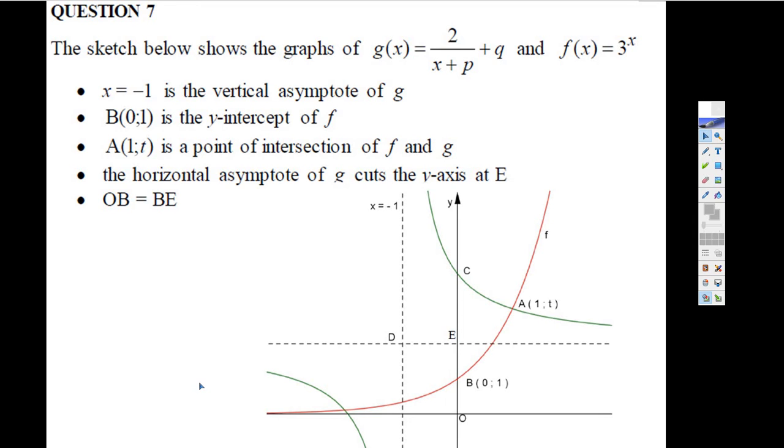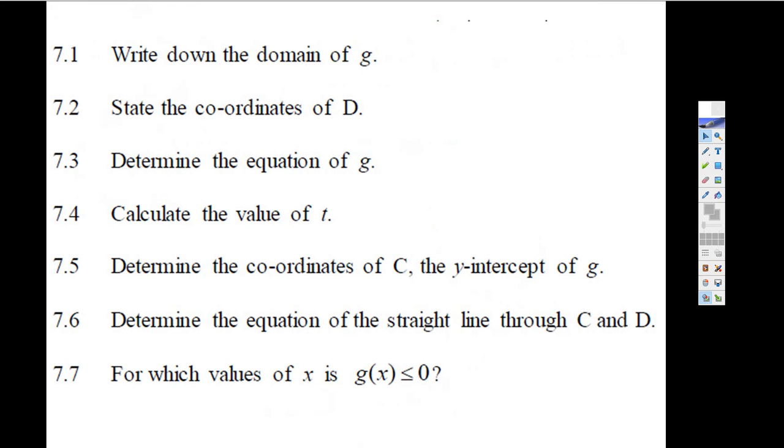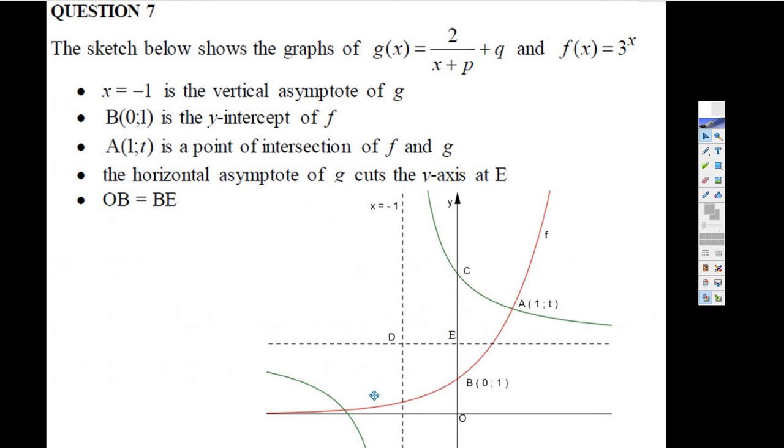Okay, we've got this hyperbola and this exponential equation, and we're going to do the next three questions in it. Let's just take a look at what the next question is. It says, determine the coordinates of C, the y-intercept of G. Well, there's G, and there's C. G is this green thing, the y-intercept. Well, to find a y-intercept, we have to put 0 in for x.